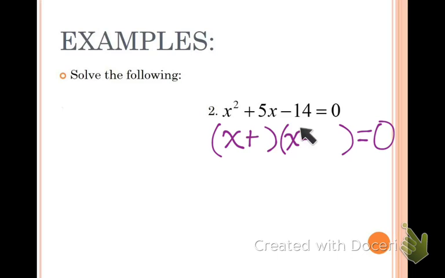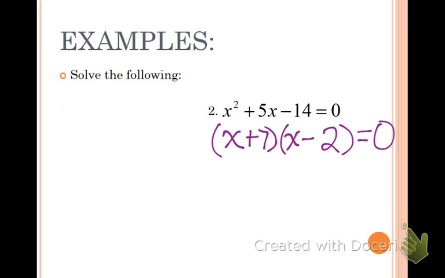Two different signs, plus and minus, because we have to multiply to a negative. We need two numbers that multiply to negative 14 and add up to 5. What are those numbers? Gabby? 7 and negative 2. So a positive 7, a minus 2.